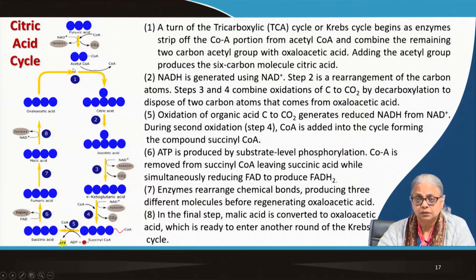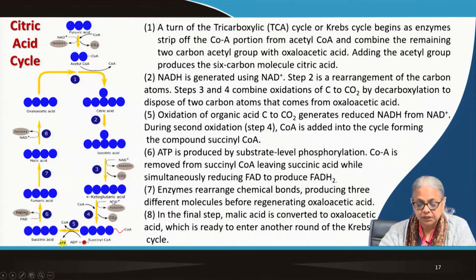This acetyl group, the C2 group, will attach itself to oxaloacetic acid, which is the last step of the cycle. So this C4, which was the last intermediate in this cycle, will attach itself to the acetyl group, and coenzyme A is released. This citric acid, which is a C6 compound, will then be rearranged to form isocitric acid. This isocitric acid will again lose one carbon. In the process, NAD plus is converted to NADH.